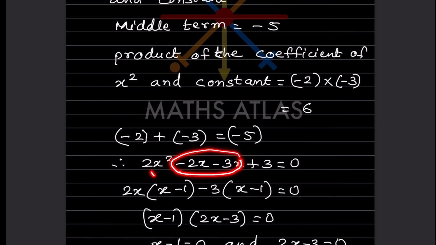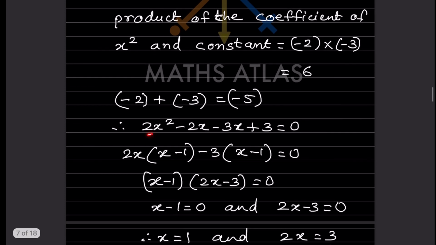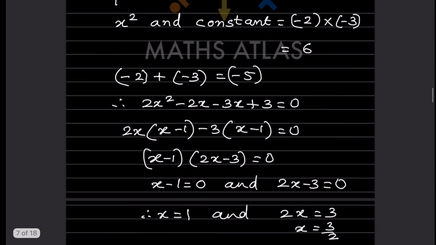The first term and the last term remain the same. So now you can write 2x squared minus 2x minus 3x plus 3 is equal to 0. Now we have 4 terms over here. From these first 2 terms, 2x is common. What remains in the bracket is x minus 1.